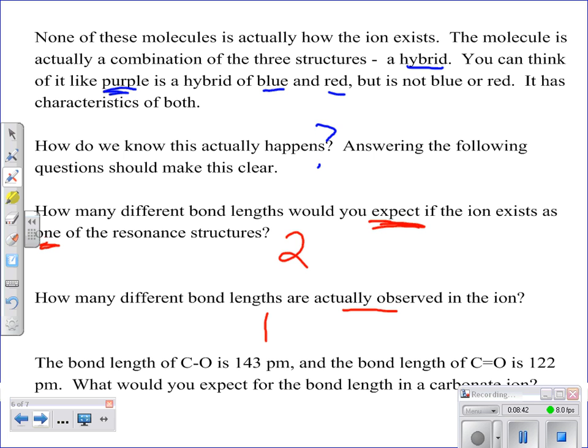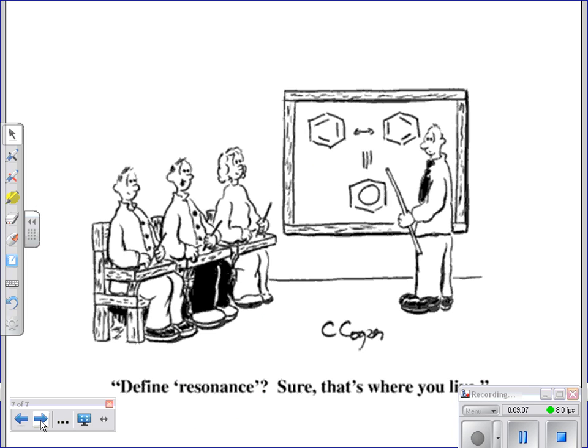So if the bond length of just a single carbon-oxygen bond is 143 picometers, and the bond length of a double bond between carbon and oxygen is 122 picometers, what we see is just one bond length that's somewhere in between those values. Don't worry about trying to average or anything, but that's what we get, and that is all we have.